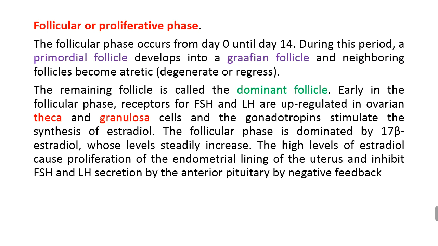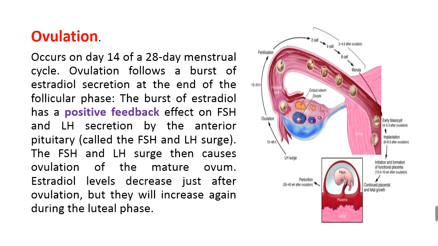The follicular phase is dominated by 17 beta estradiol, whose level steadily increases. High levels of estradiol will cause proliferation of the endometrial lining of the uterus and inhibit FSH and LH secretion by the anterior pituitary. By what? By a negative feedback mechanism.